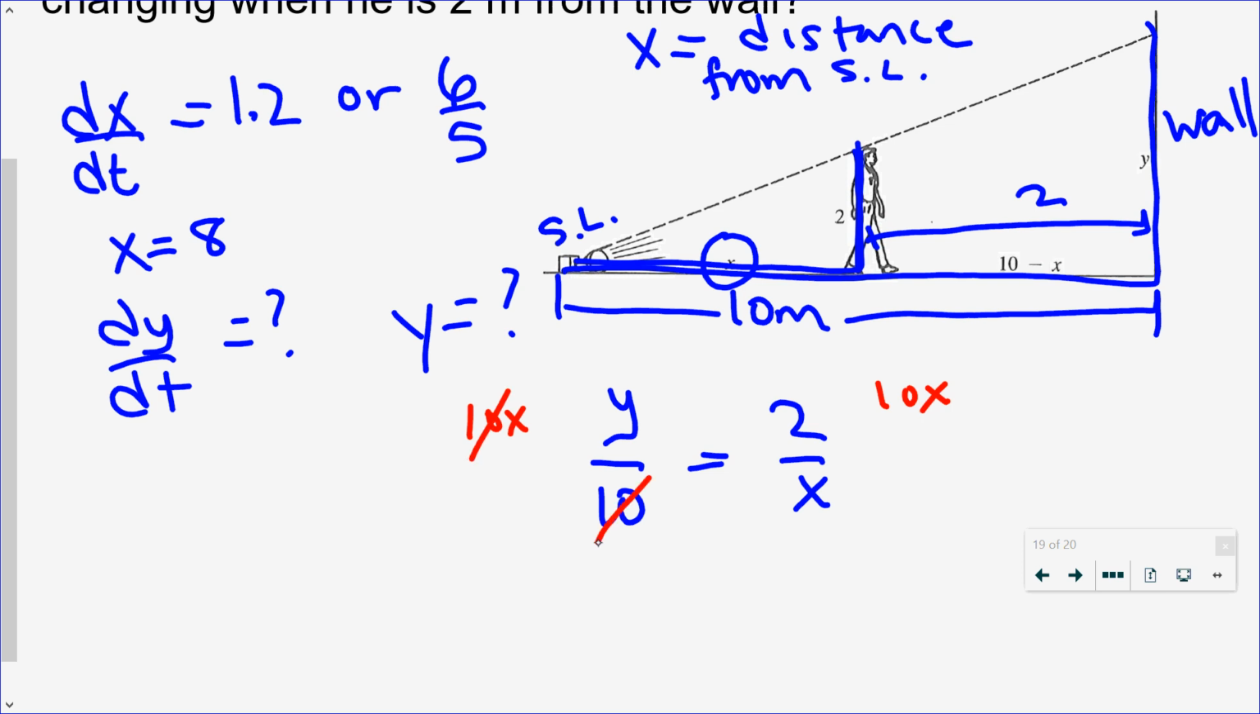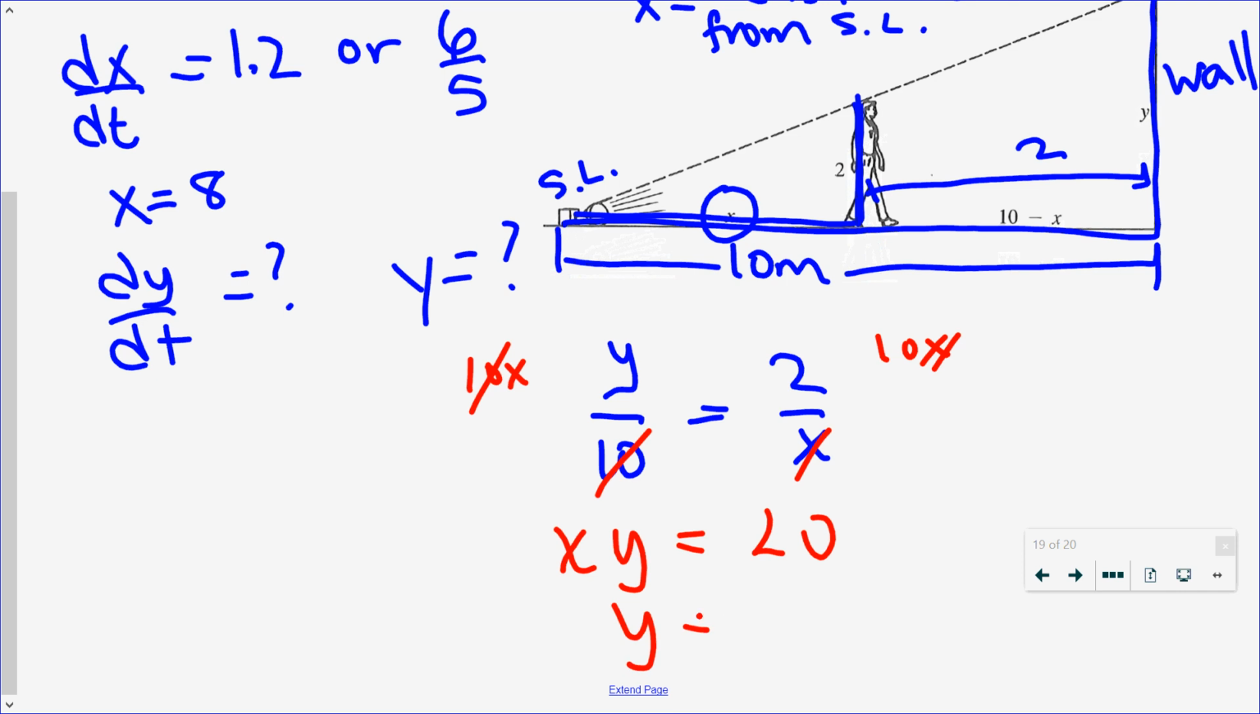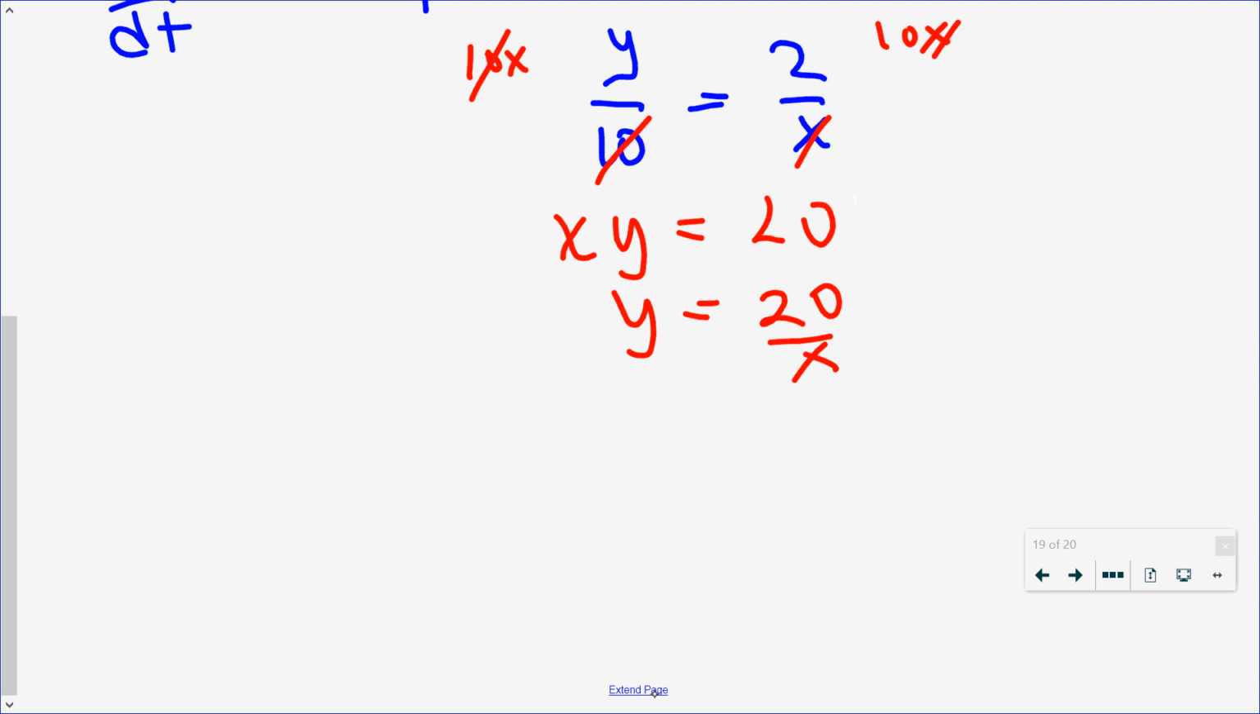So the 10's cancel, I'm left with xy equals, the x's cancel, 20. So I want a new expression for y. I can say that y is equal to 20 divided by x. Now that I have that equation, I can take the derivative with respect to time because I have dy by dt, I have dx by dt, and I also have x. Since y is just y, the derivative is 1, so I don't even need to know what the y value is.